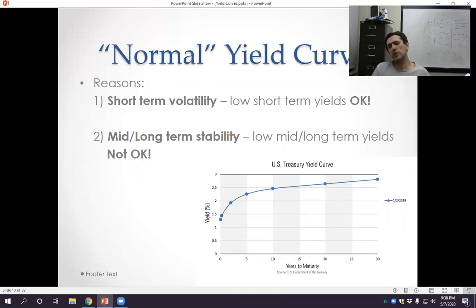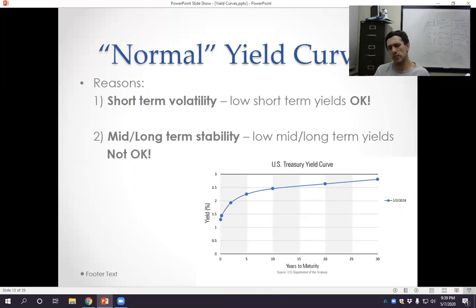Really the second reason for that is, well, you're locking up money in this bond that you could have otherwise invested in the stock market. So for those two reasons, that the stock market does better on average, and because you're locking up money in this bond, the longer the maturity, the better the yield investors demand.